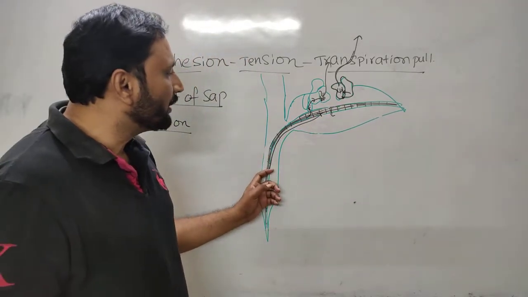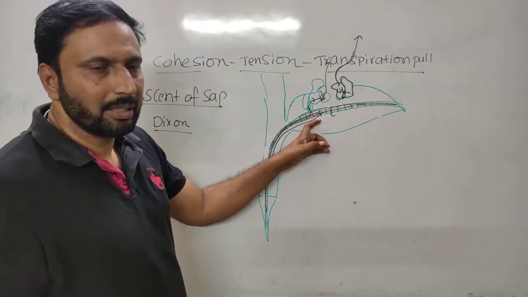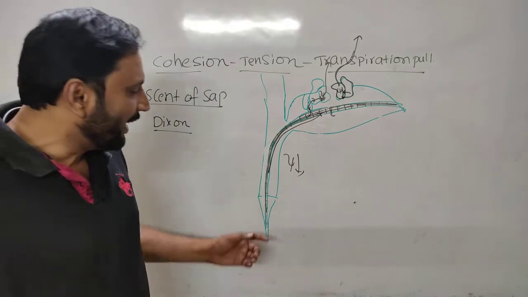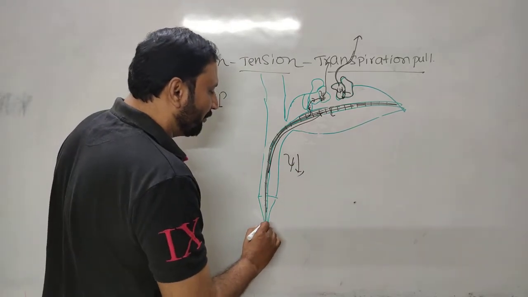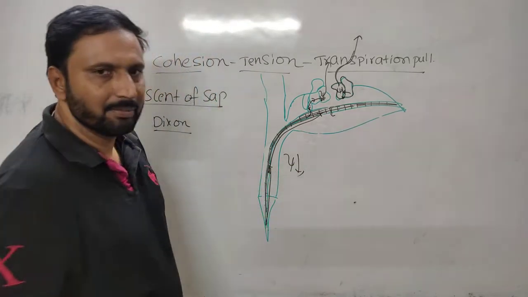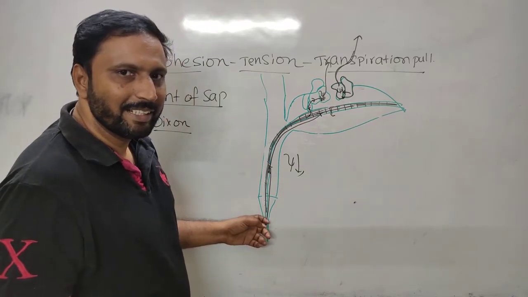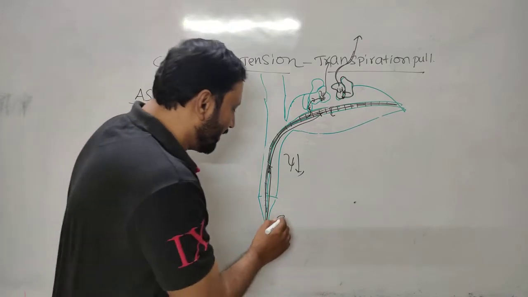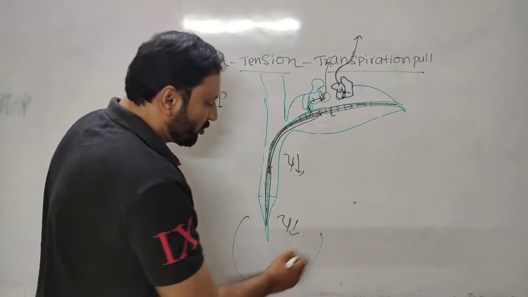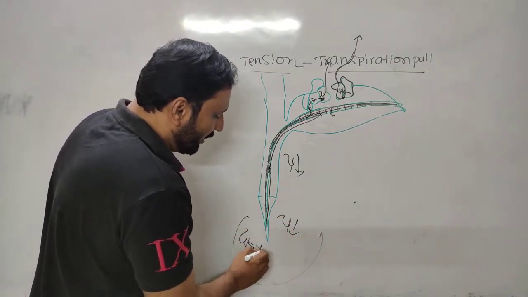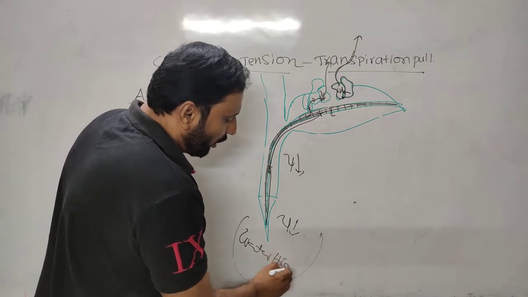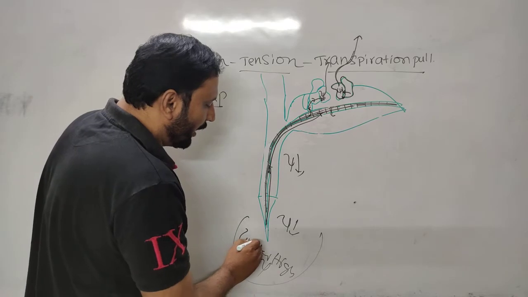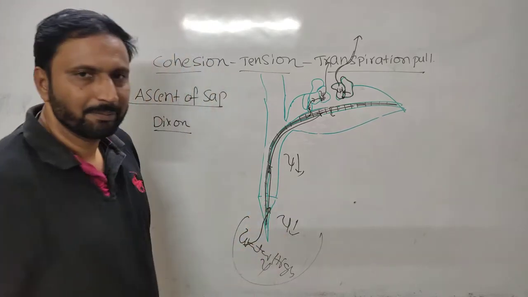When the water moves from xylem vessels of the stem to xylem vessels of the leaf, the water potential decreases. Like that, water moves from xylem vessels of the root to xylem vessels of the stem, and here the water potential is decreased. So when the water potential in the xylem vessels of the root is decreased, water is present in the soil. Here water is at high water potential. So that is why water moves from high water potential to low water potential.